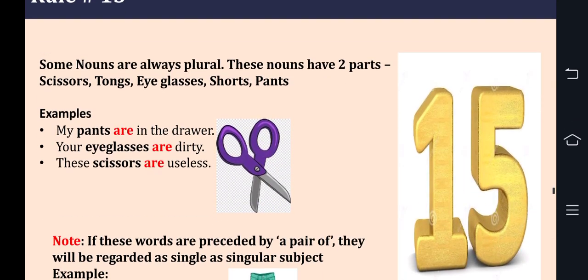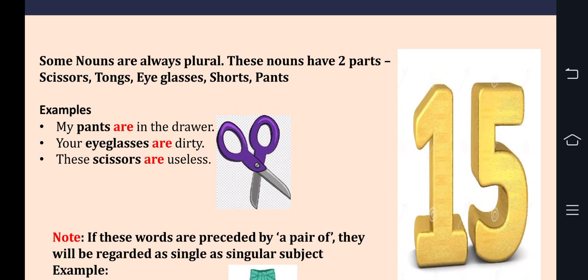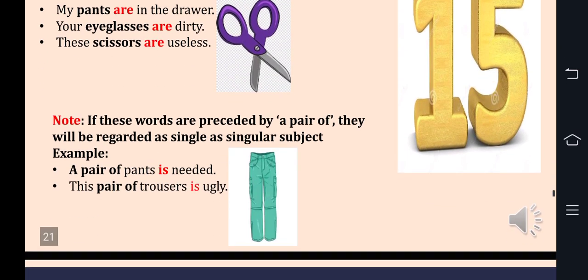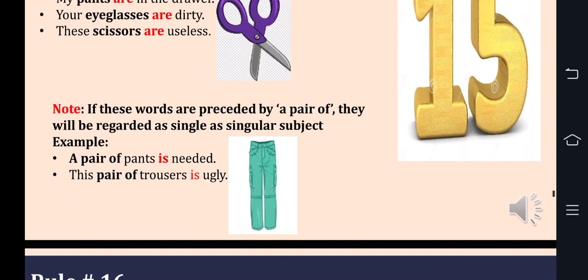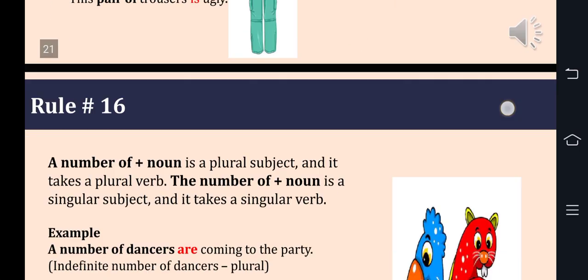Rule number 15, some nouns are always plural. These nouns have two parts: scissors, tongs, eyeglasses, short pants. My pants are in the drawer. Your sunglasses are dirty. These scissors are useless. A pair of pants is needed. This pair of trousers is ugly.